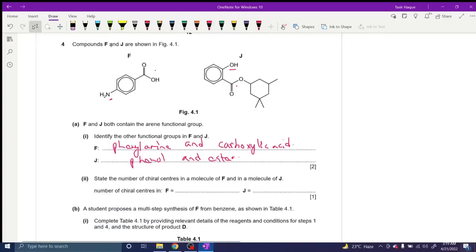Okay. Now let's go for chiral centers in F. So F really has no chiral center because these sp2 carbons cannot be chiral. This is also sp2, nitrogen cannot be chiral. What about J? These can't be chiral, right? This can't be chiral. What about this? This is clearly chiral. This is also chiral, okay? But this is not chiral since it has two same groups attached, okay? So we have two chiral centers here and 0 here, okay?